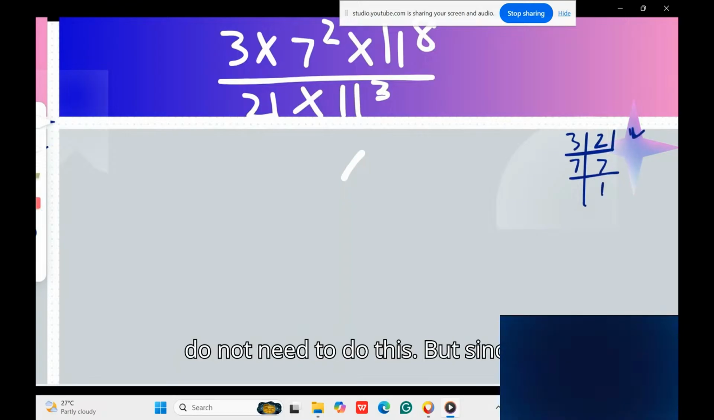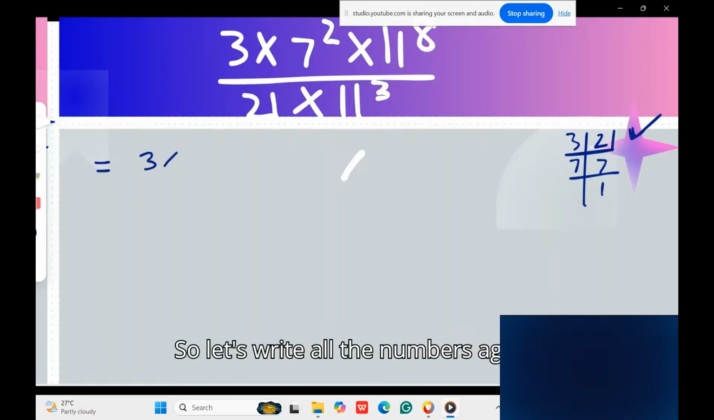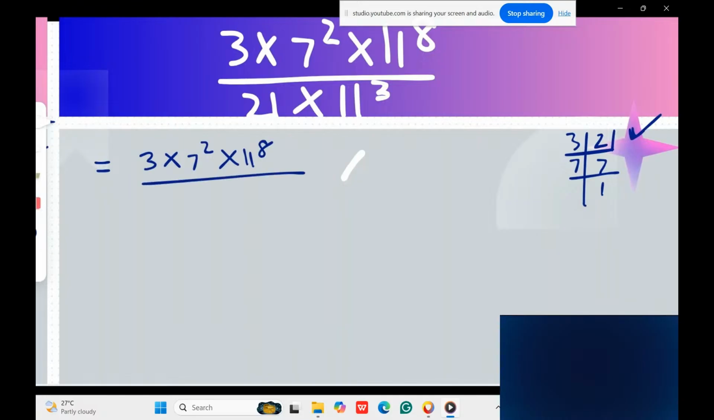You do not need to do this, but since I want to show how to do the prime factorization, how to find out the factors of a number, I'm writing this. You can directly write it. So let's write all the numbers again. 21 is 3 times 7.